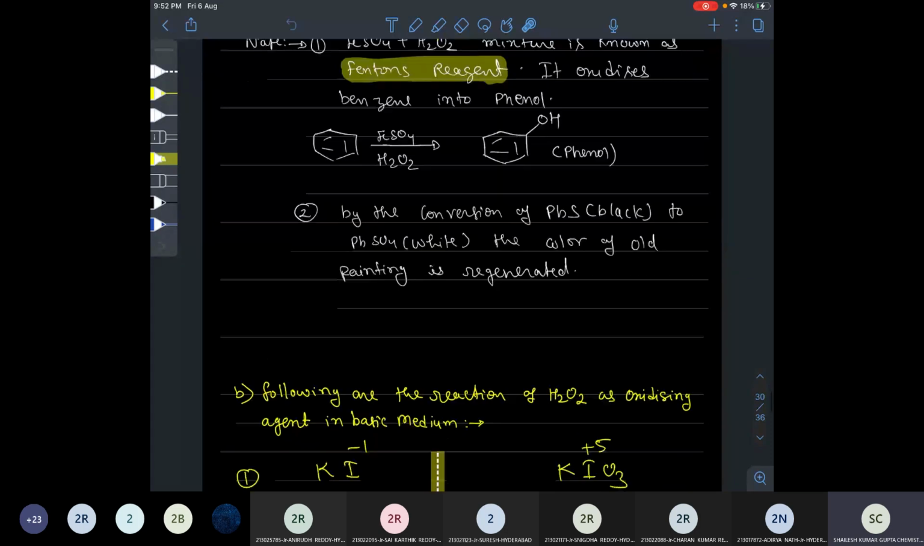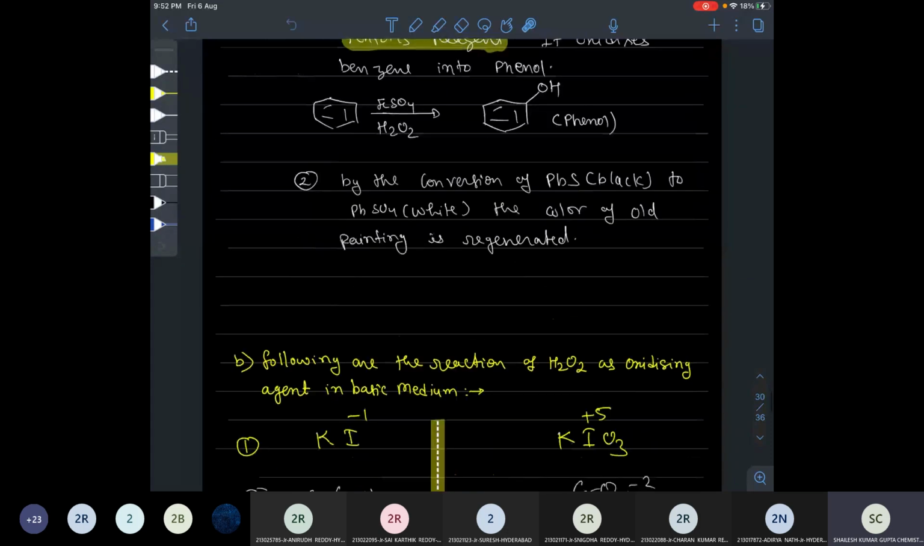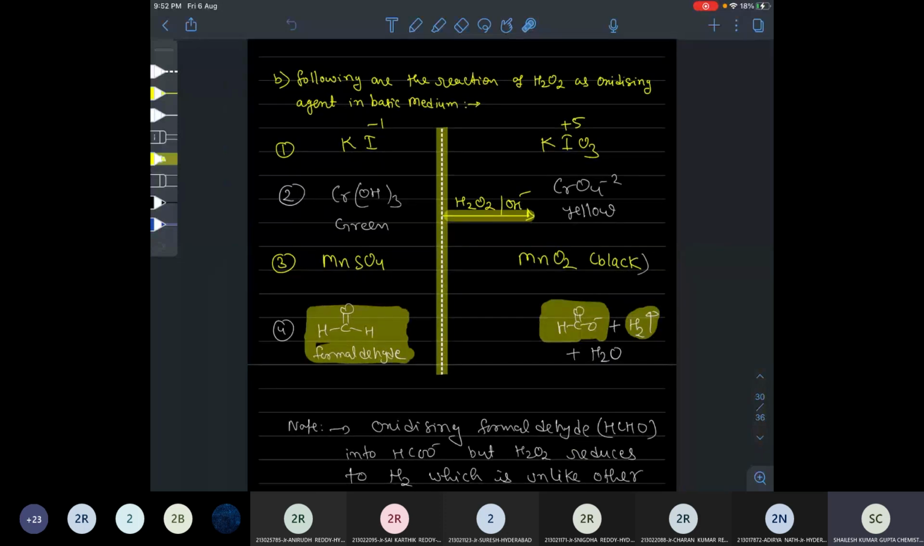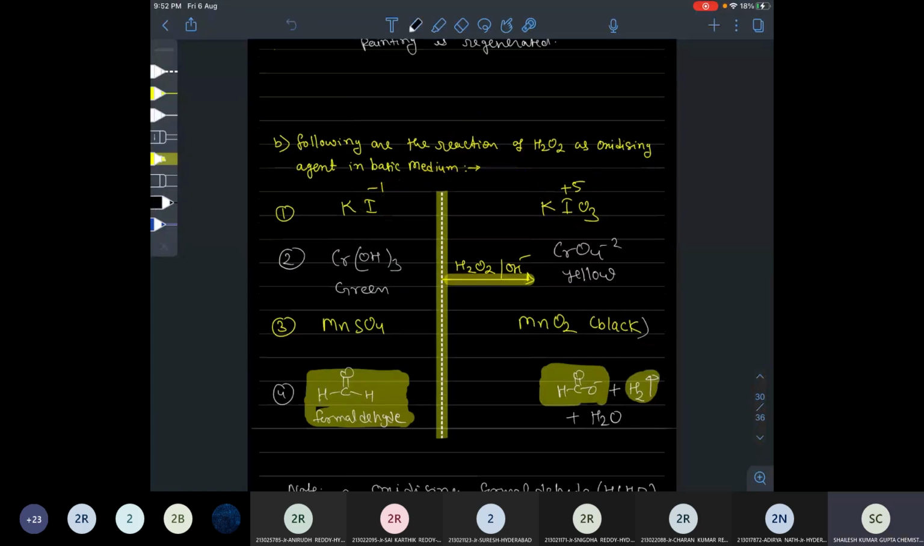Now there are certain reactions in basic medium also where it acts as an oxidizing agent. Like I minus can be oxidized in basic medium from -1 to +5. And in acidic medium, if you remember, the same I minus is going into I2, whereas in basic medium it is going into IO3 minus. Then many students ask one doubt: sir, don't you think that it is more powerful in basic medium?